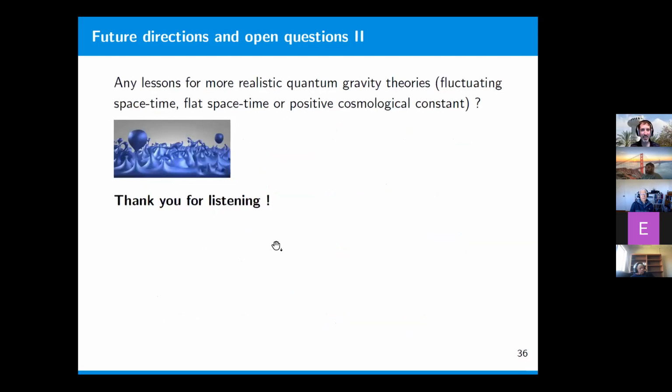And the main interesting question is, what lessons can we draw from this very simple example for more realistic quantum gravity theories, where we do expect to have fluctuating space-time, and we want to have flat space-time or positive cosmological constant, or at least an approximately local theory, even in AdS space. So it's not clear which lessons we can draw, and that's the question that I want to end with.